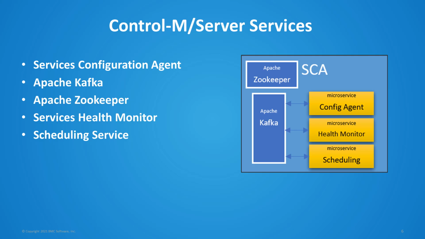Apache Kafka permits the publishing and subscription of data streams between different applications. Zookeeper is a centralized service for distributed systems, which Kafka uses to coordinate between Apache Kafka instances. The service's health monitor produces health reports for all service statuses from live checks sent through Kafka. And the scheduling service is used to calculate the dates that match the scheduling criteria of a job or smart folder.